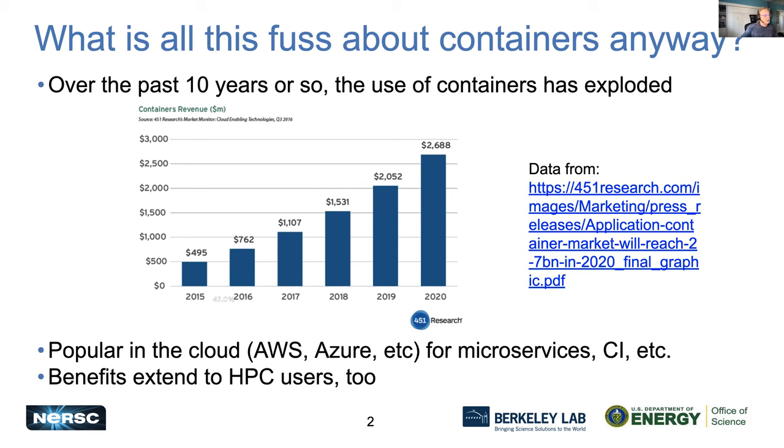People who are using the cloud, so AWS, Azure, find containers really useful for standing up microservices, running any kind of pipeline. Containers are super good for that kind of thing. They're being run inside services like Kubernetes. Probably a lot of what you interact with on the internet is running containers under the hood. So that's great. Why are we talking about them today? Many of the things that make containers really useful also can help us as HPC users too. So that's what I hope to show you.